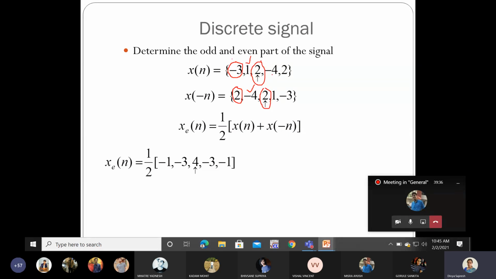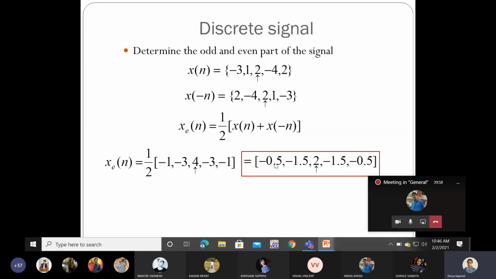Now coming on to the right hand side part, x of 1 is minus 4 and here x of 1 is 1, so it will be minus 3. And the last one is 2 and minus 3, so it is minus 1. Let us take half inside. So your answer will become minus 0.5, then minus 1.5, 2, minus 1.5 and minus 0.5.